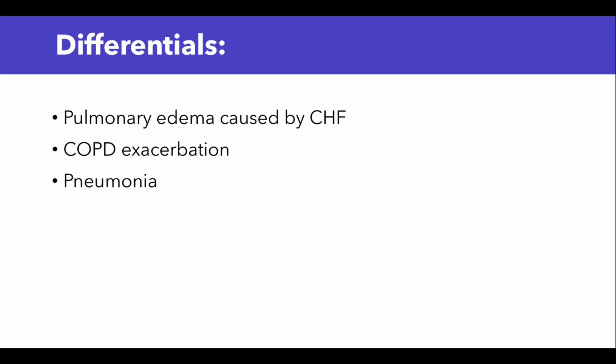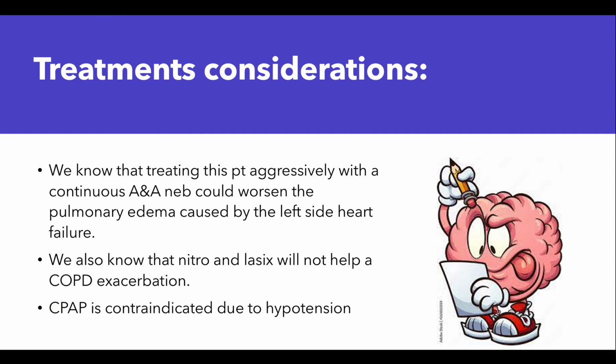So some differentials are pulmonary edema caused by CHF, a COPD exacerbation, pneumonia. You could also throw asthma in there. So some treatment considerations. We know that treating this patient aggressively with a continuous albuterol neb could possibly worsen the pulmonary edema caused by the left-sided heart failure. We also know that nitro and CPAP are contraindicated due to the hypotension, and we know that nitro and Lasix could potentially not help the COPD exacerbation at all.